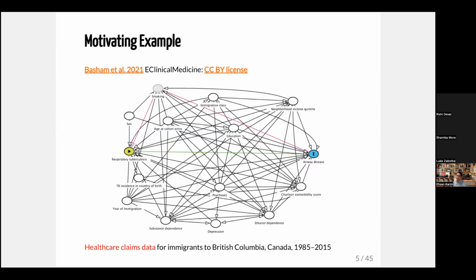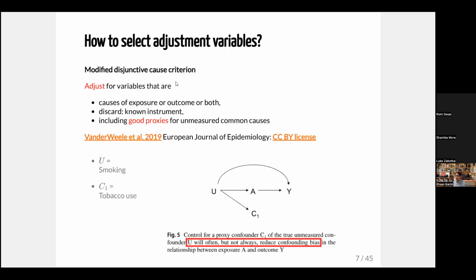Going back to the motivational example, you can see we did have many of these confounders in the health admin data, but we did not have access to the smoking information in that particular paper. So this could be a reason for us to think about what could be a reasonable alternative so that we can reduce this residual confounding due to this unmeasured confounder.